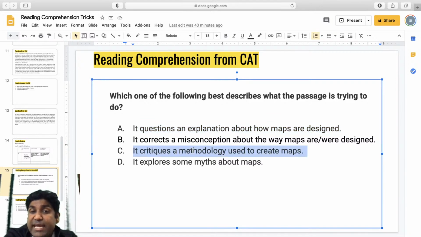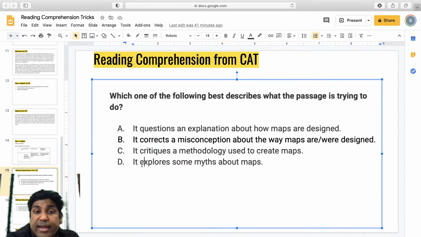Let's look at C. It critiques a methodology used to create maps. Was any one particular methodology described here, or was creation of maps in general described here? No. Also, did it critique anything? The word used here is critique. No. Nothing of this sort happened. Did the author try and find out faults? Did the author try and ask questions around why in a certain way maps were created? No, nothing of that sort.